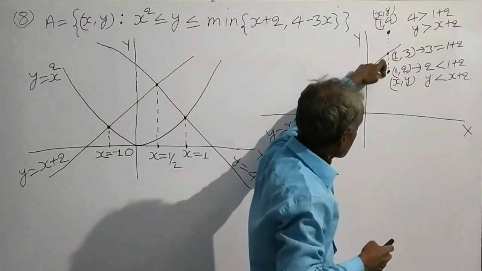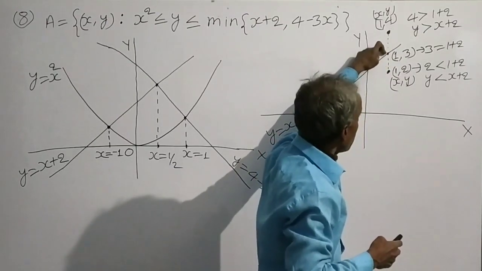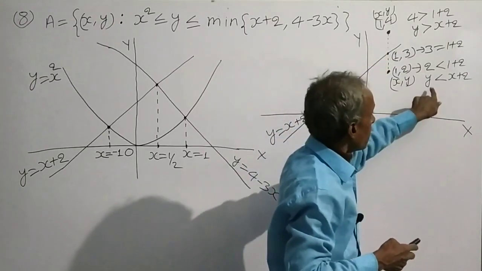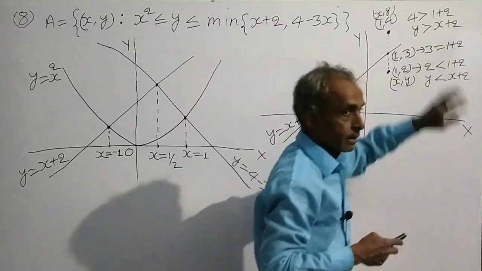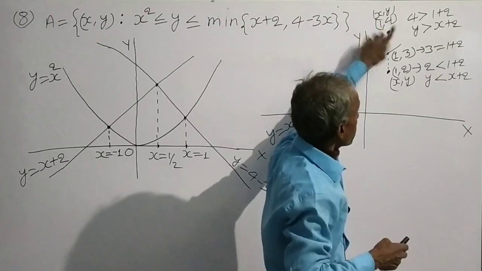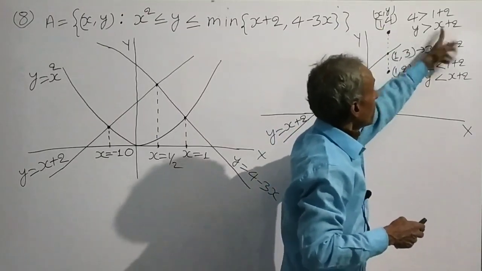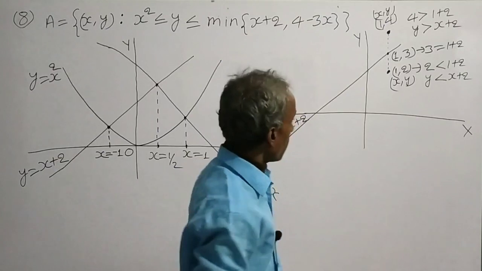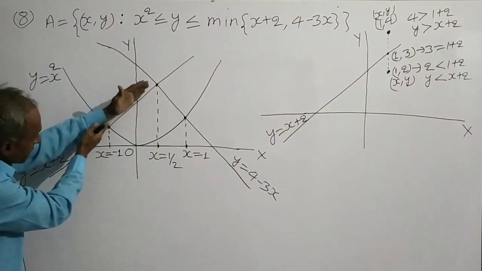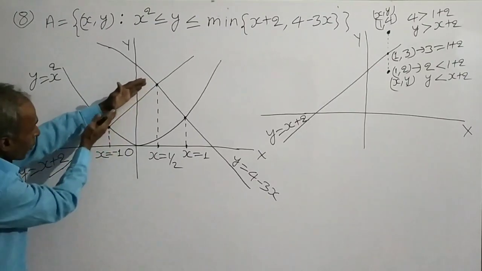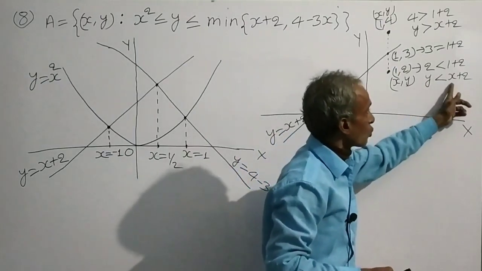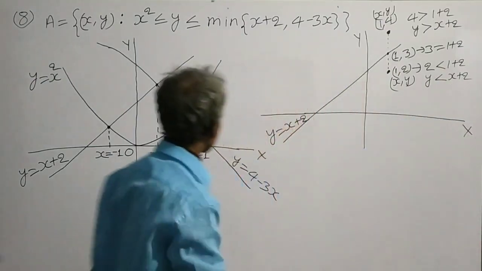For any point lying just below this point, this condition will be satisfied. For any point lying just above this point, this condition y greater than x plus 2 will be satisfied. That means on this side, this condition y less than x plus 2 will be satisfied.